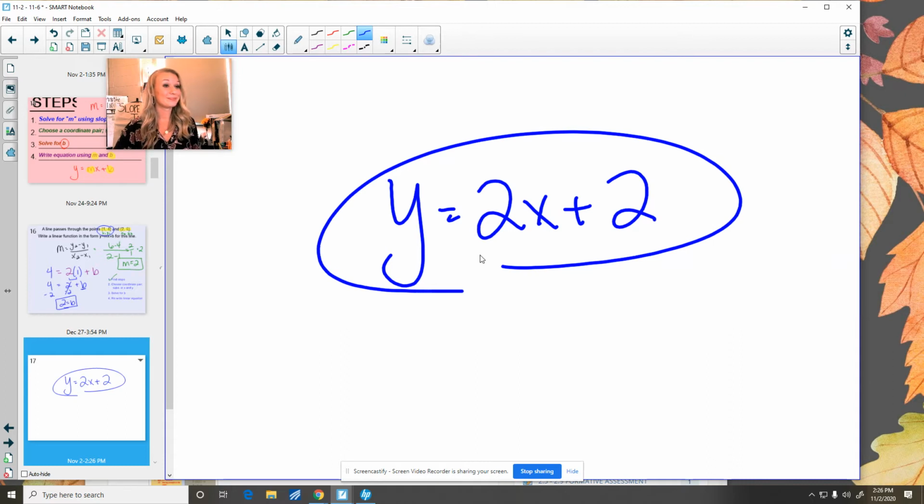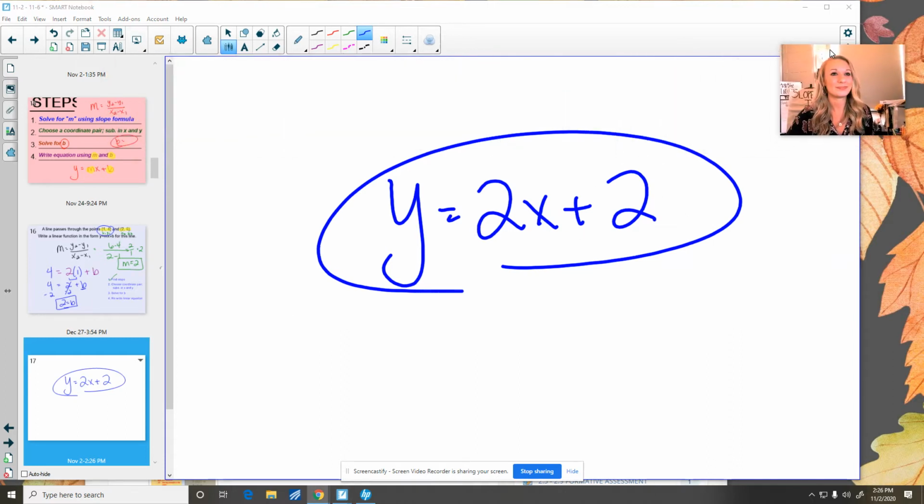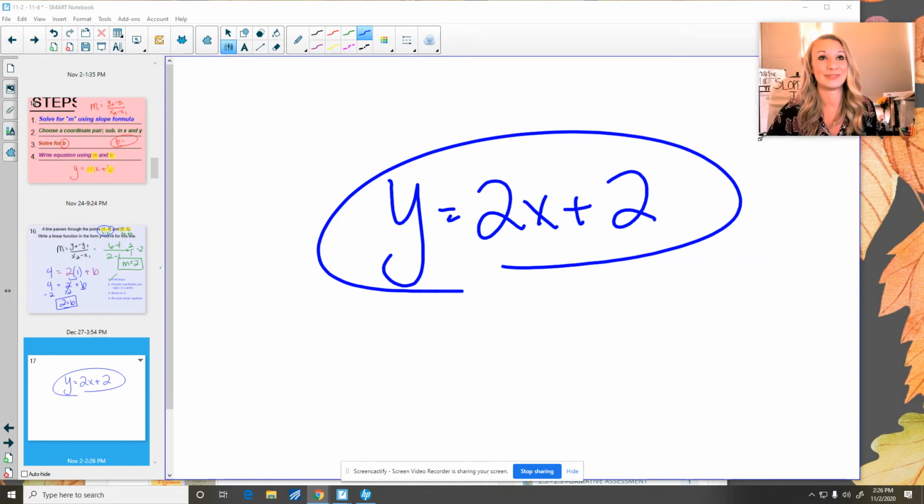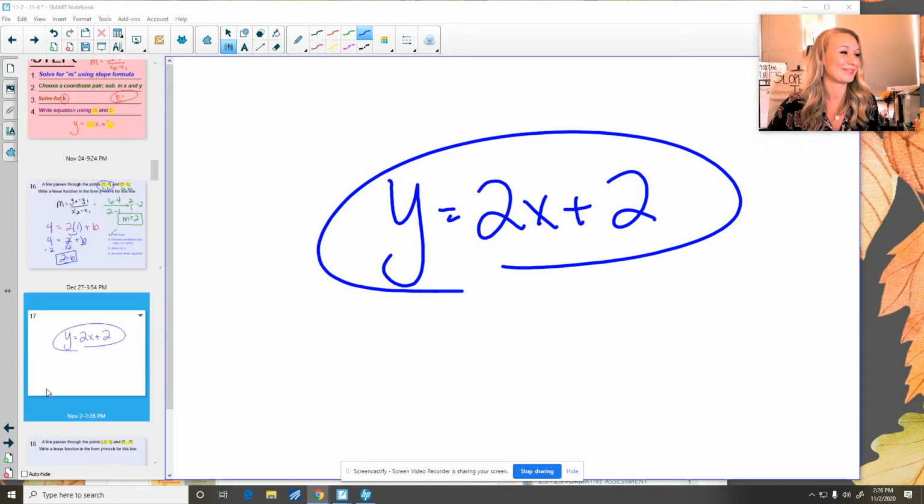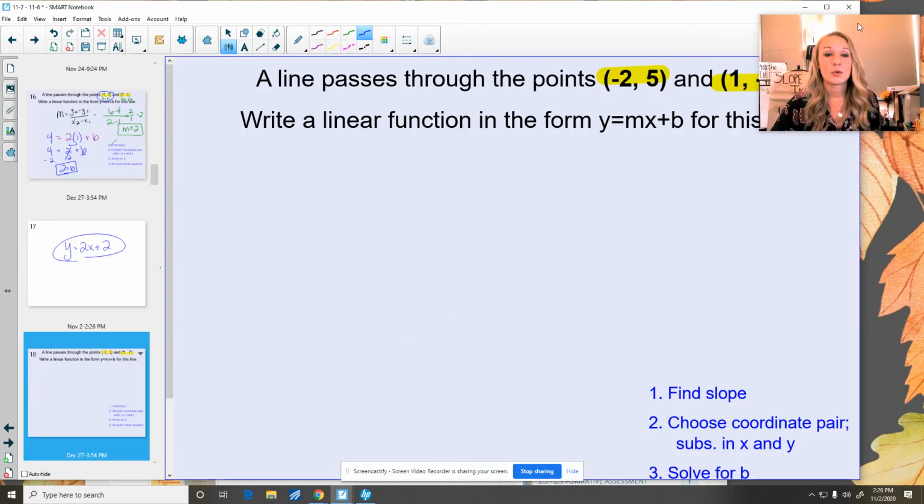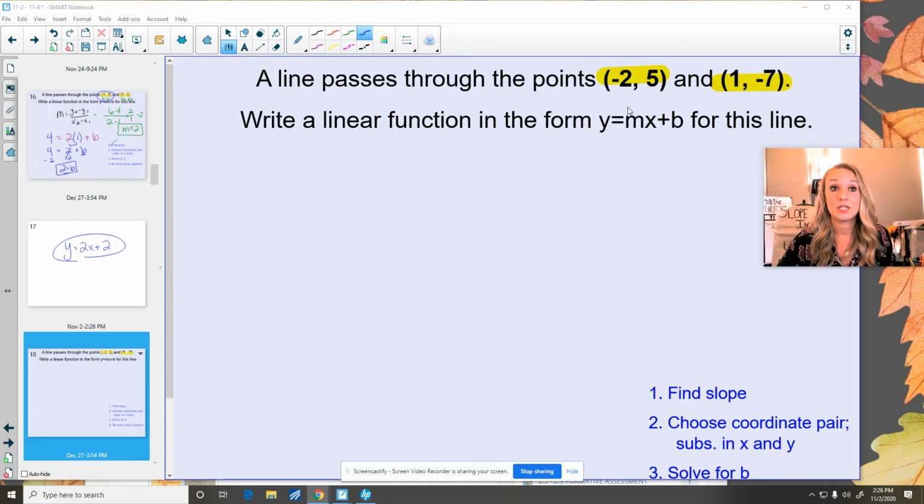And that's it. Let's do one more to make sure that we're all on the same page here. And to move myself over too, because it looks weird as I'm just looking around here. Okay. All right, so we want to write an equation for a line that passes through these 2 points, (-2, 5) and (1, -7). Okay.